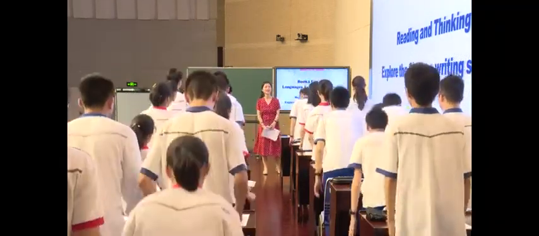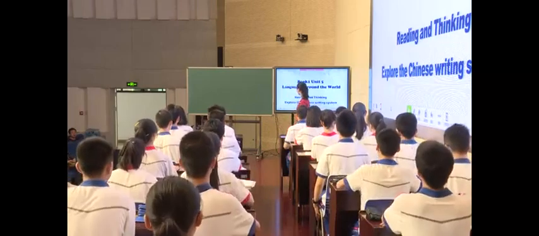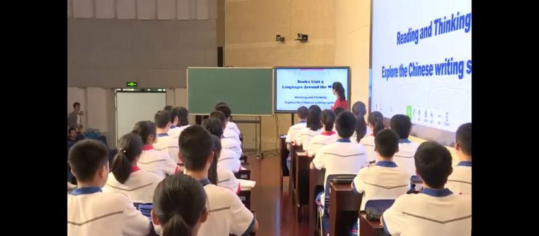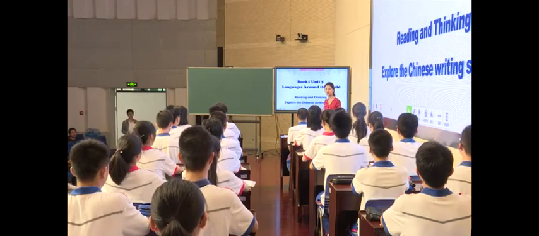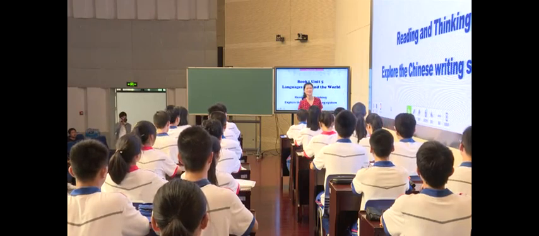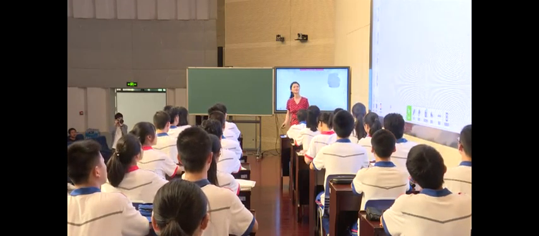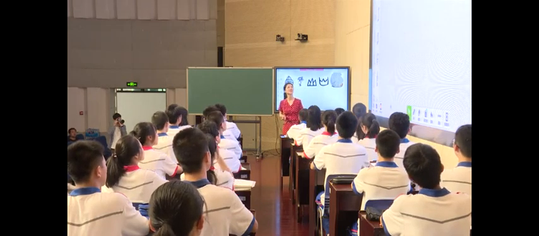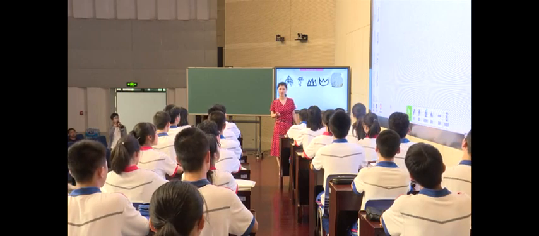Okay, slow please. Today we are going to learn Reading and Thinking, exploring the Chinese writing system, Book 1, Unit 5, Languages Around the World. To begin with, let's look at some pictures. Do you know the name of these pictures?